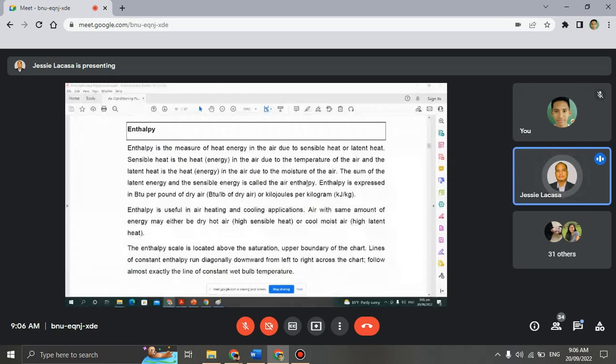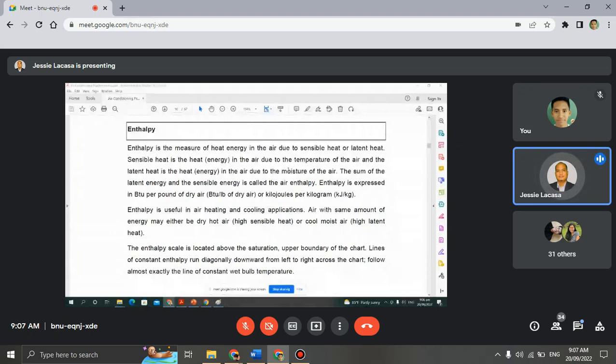Or when we say sensible heating, that is the energy required to change the temperature of the air. And latent heating, so the energy required in changing phase from liquid to gas or vice versa. So the sum of the latent energy and sensible energy is called the air enthalpy. So enthalpy is expressed in BTU per pound of dry air, or either kilojoules per kilogram in terms of SI unit. So enthalpy is useful in air heating and cooling applications. So air with the same amount of energy may either be dry or cool moist air.